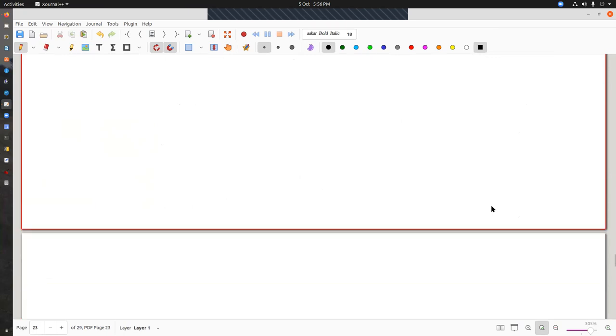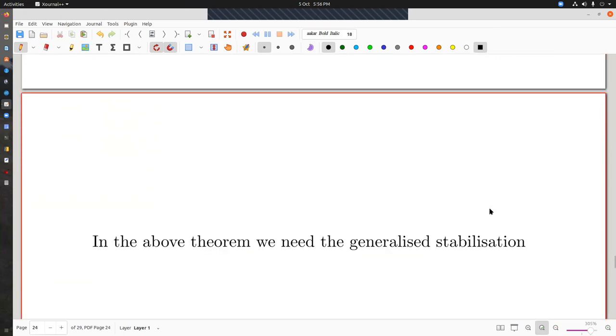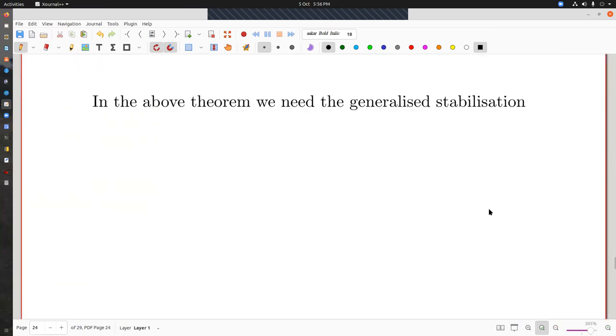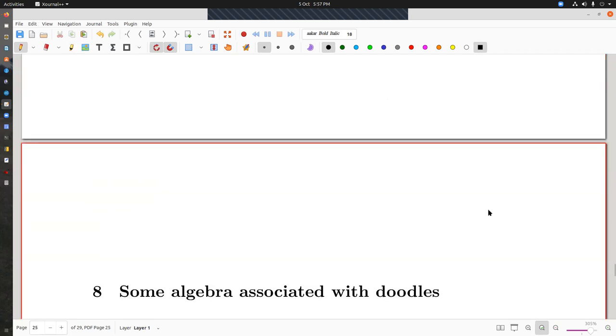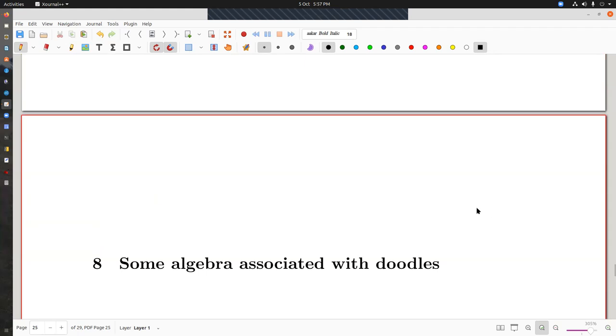Right, well, so we need the generalized stabilization, some algebra associated with doodles. Well, it's come to the witching hour of 6 o'clock, so I'm going to stop there. Are there any questions?